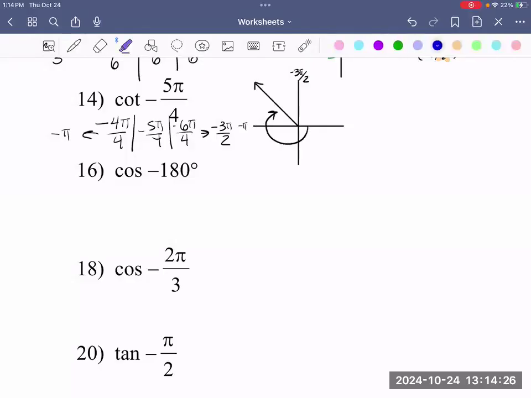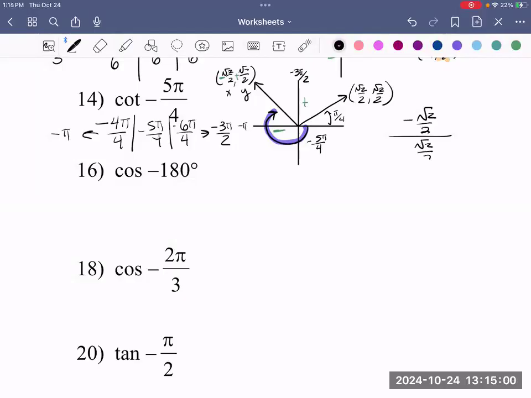So this thing in blue here is negative 5 pi over 4. And your reference angle is pi over 4. So we're using your root 2 over 2 values. So we have root 2 over 2, root 2 over 2, and we're looking at a negative x but a positive y. And now we want to evaluate your cotangent, which is just x over y. So negative root 2 over 2 all over positive root 2 over 2, meaning that we have negative 1.